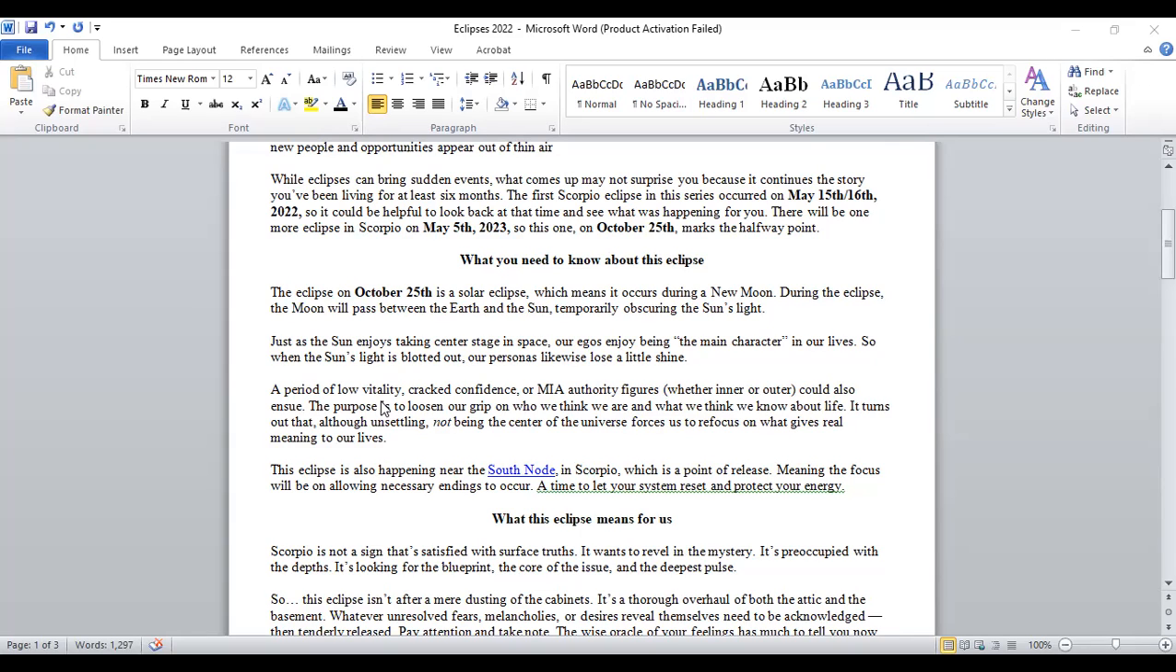So anyway, there will be one more eclipse on May 5th, 2023. Did I say May 5th? Yeah, on May 5th, Cinco de Mayo. Remember that one? Cinco de Mayo next year. We got the continuation of this one. So this one on October 25th actually marks the halfway point. All right, I want to just restate that.